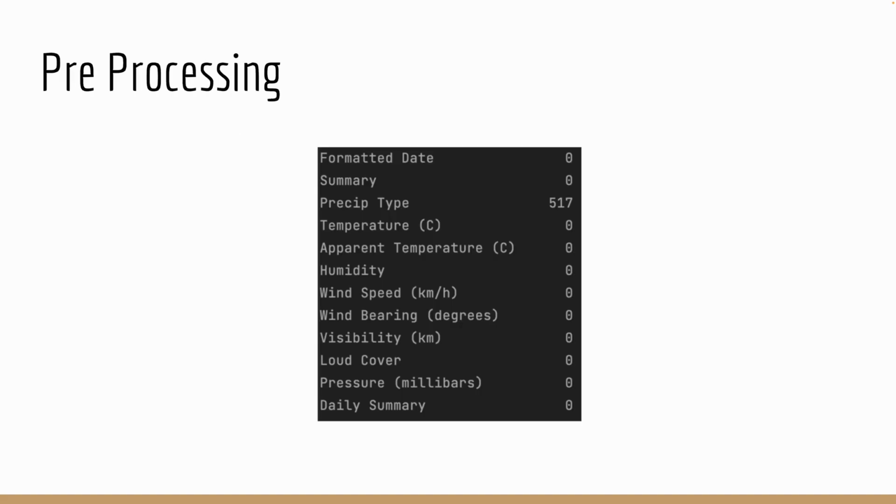First, I need to look into the missing values. The only parts that had missing values were the precipitation types. Through my analysis, I realized that precipitation type was not as significant in predicting the temperature, so I removed it. Therefore, I didn't have to deal with any forward filling, back filling, or taking the mean or mode of what value appeared the most.